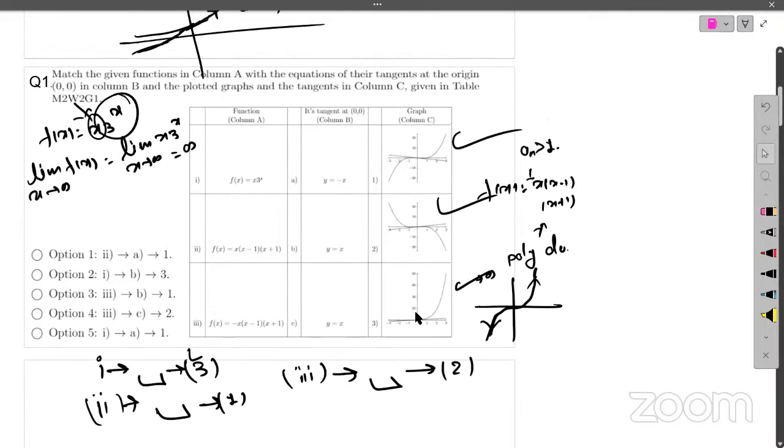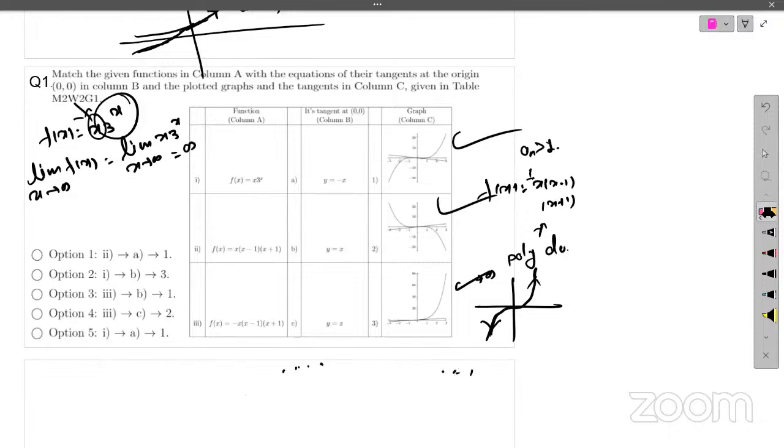Now let's go to the tangent and find out the equation of tangent. For that we have a specific formula. We know what a tangent is. If the function is differentiable, then a tangent is nothing but a line.